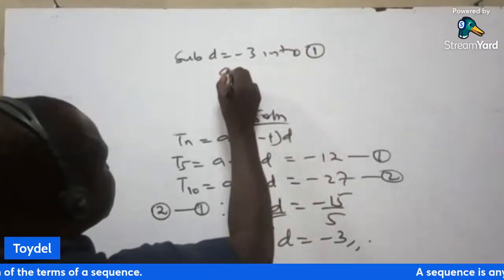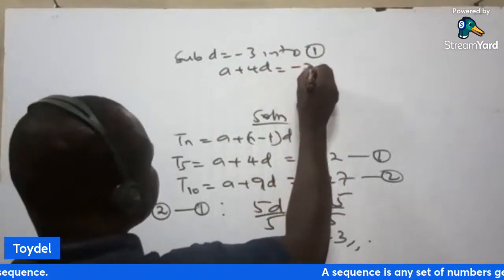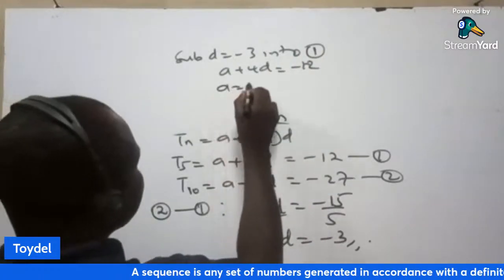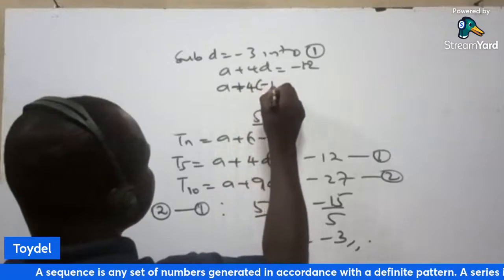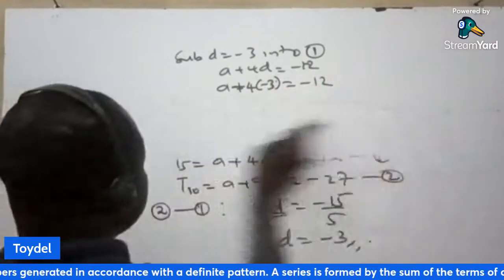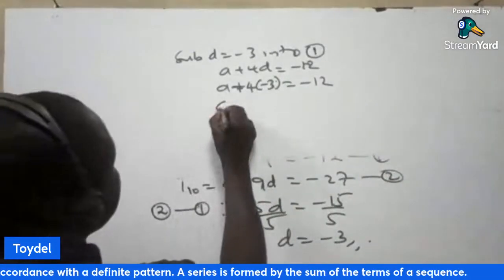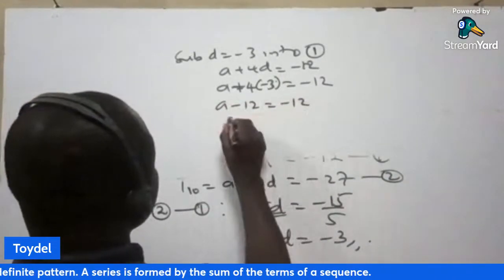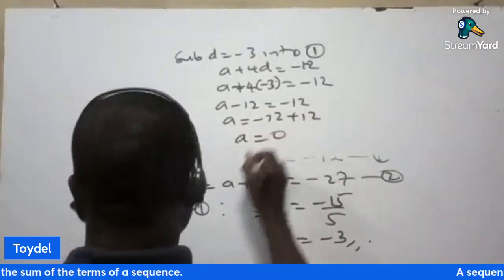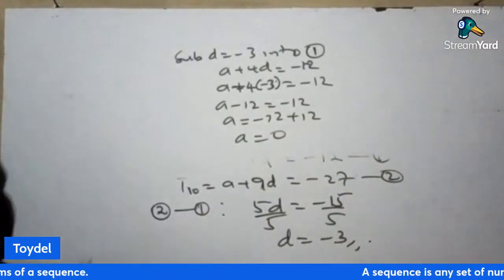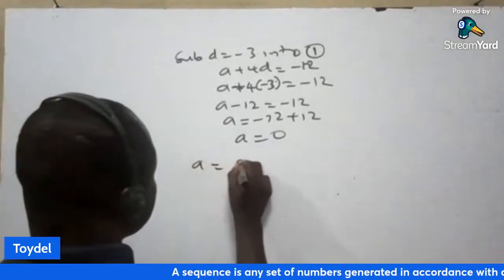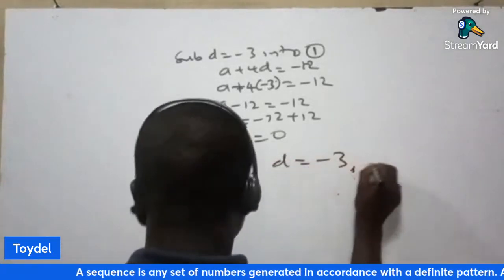If I do that, equation 1 is a plus 4d equal to minus 12. So a will now be a plus 4 into bracket minus 3, is equal to minus 12. From there now, I'm going to get a minus 12 is equal to minus 12. So a is equal to minus 12 plus 12. So a is equal to 0. So in this case now, our a is equal to 0 and d is equal to minus 3.